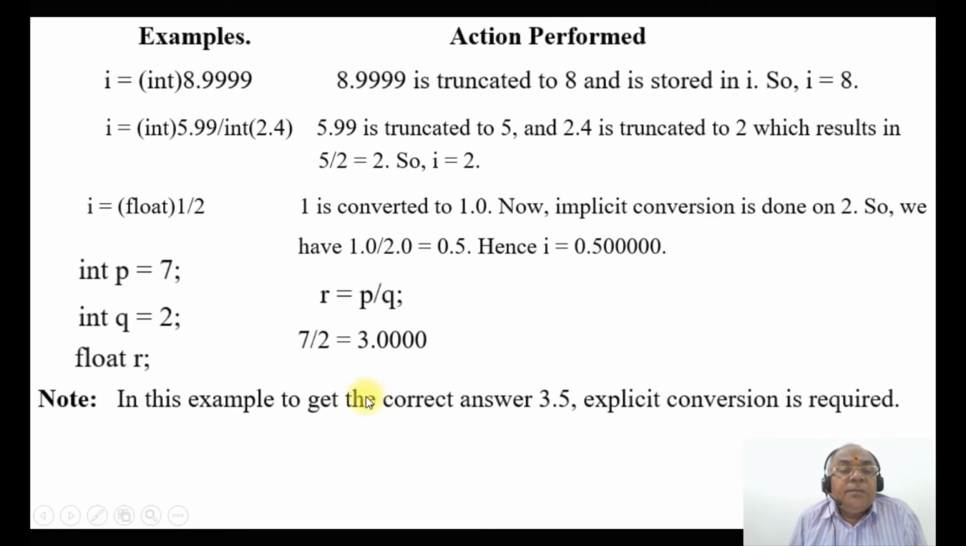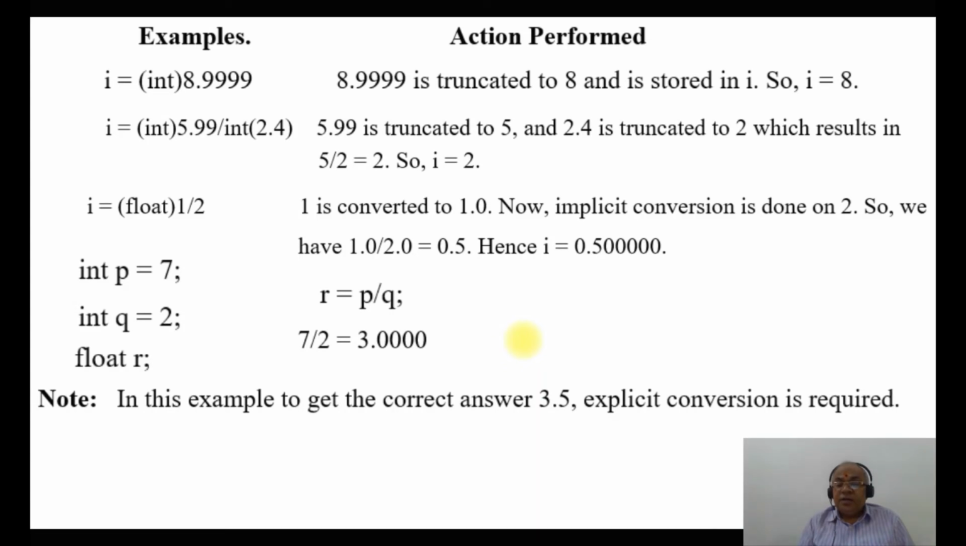Here it is showing 3.000 because int p is equal to 7, so naturally it is an integer, and q is equal to 2, again an integer. Integer by integer always gives an integer value. But the declaration of the variable as float is there, which is r. So the result is going to be 3.000, because int by int will always yield an int. But since r is declared as float, the integer result is converted into float. So 3.00. So in this example, to get the correct answer 3.5, what should I do now?